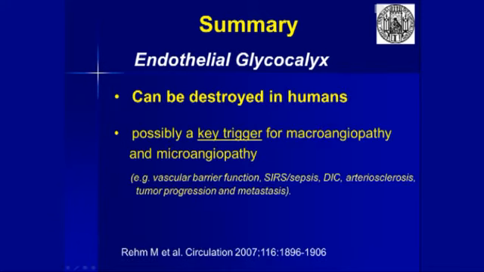Damage to the glycocalyx can occur in humans during ischemia reperfusion, inflammation, and during the perioperative period. A destruction of the glycocalyx, however, can be a key trigger for the development of macro and microangiopathies. The most evident example is the angiopathy during sepsis and septic shock. However, it can be assumed that the endothelial glycocalyx has also an important role in the development of arteriosclerosis, angiogenesis, and tumor metastasis.